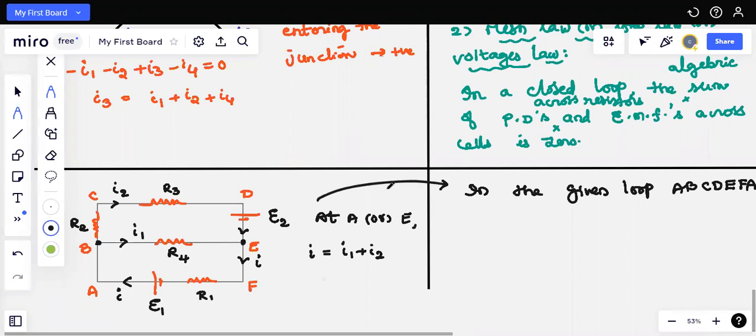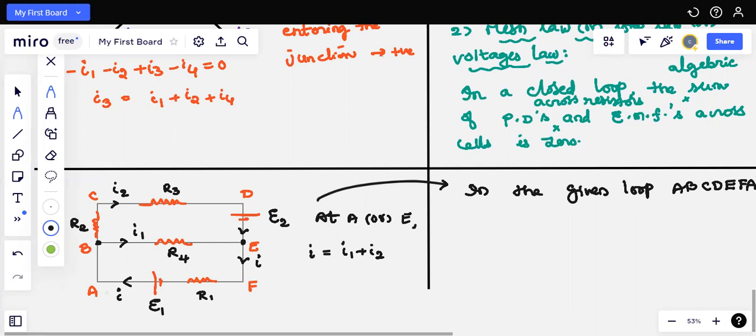This is a simple law. Junction law is always simple: entering is equal to leaving. That's all. But in the loop law we have to take care. In the loop law, first you write the potential differences across the resistors and then across the cells, in the same way as with capacitors, where we first wrote the potential differences across the capacitors and then across the cells.